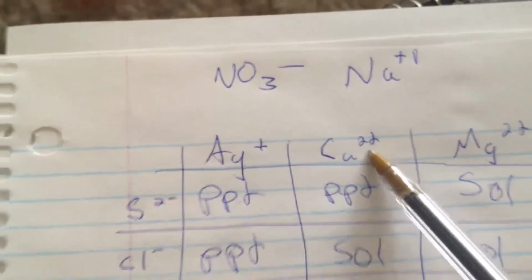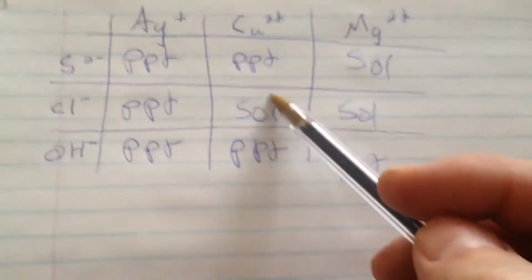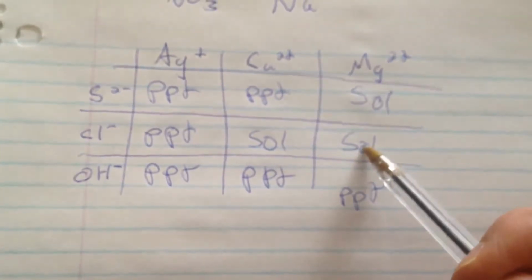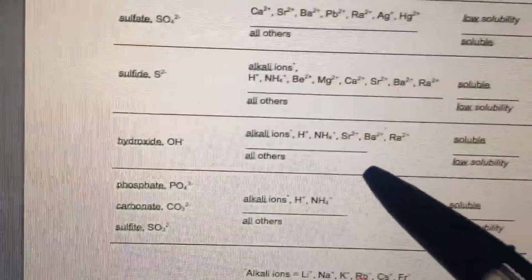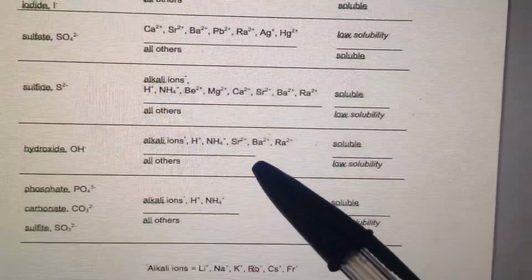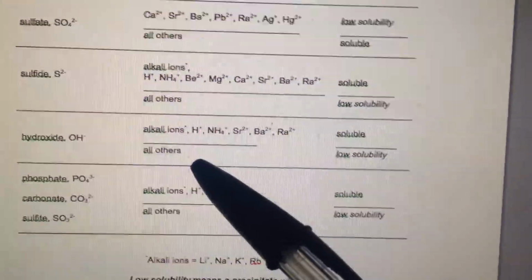Copper 2 though isn't on the chart. There's a 2 there, it's a 1 on the chart, so it's going to give me a solution. Same with magnesium. Now we have to check out hydroxide. Hydroxide, OH, is right here. If we check here, it's going to have low solubility with all of them. So we put precipitate for all three.